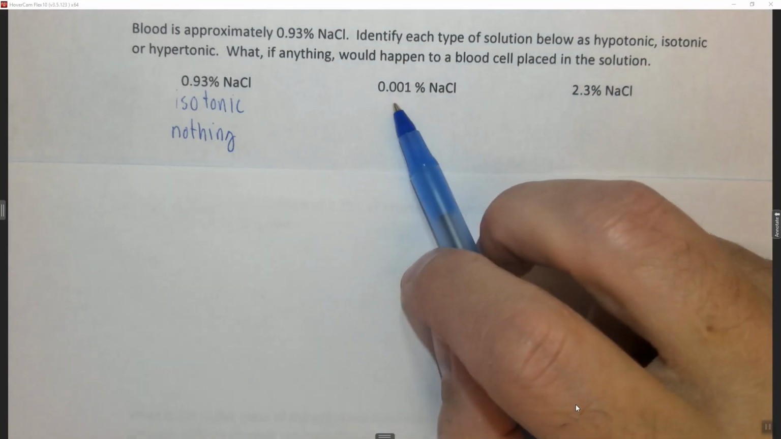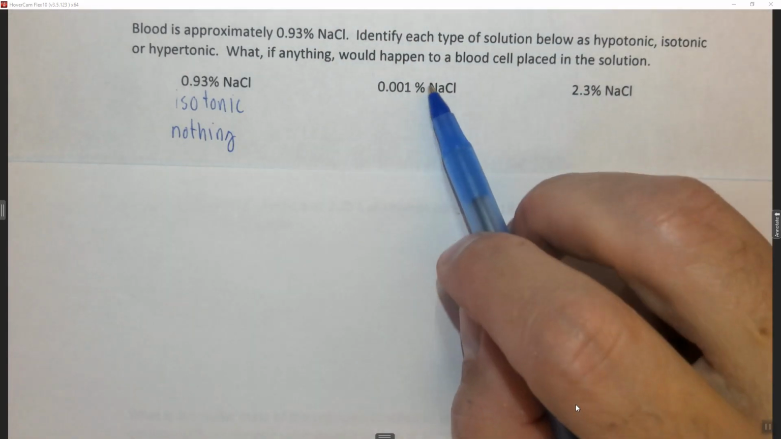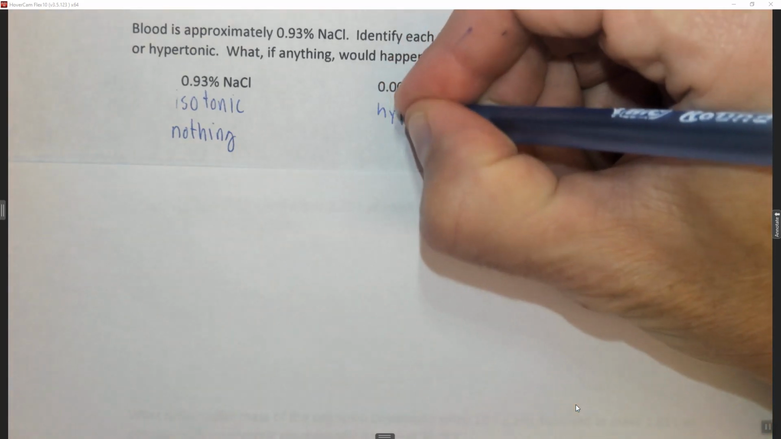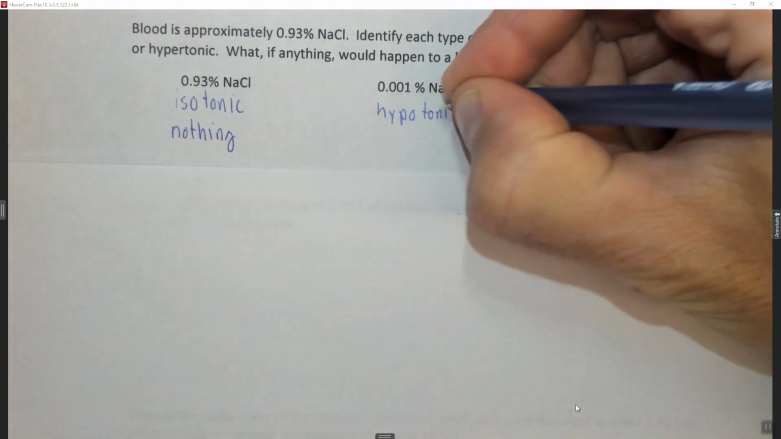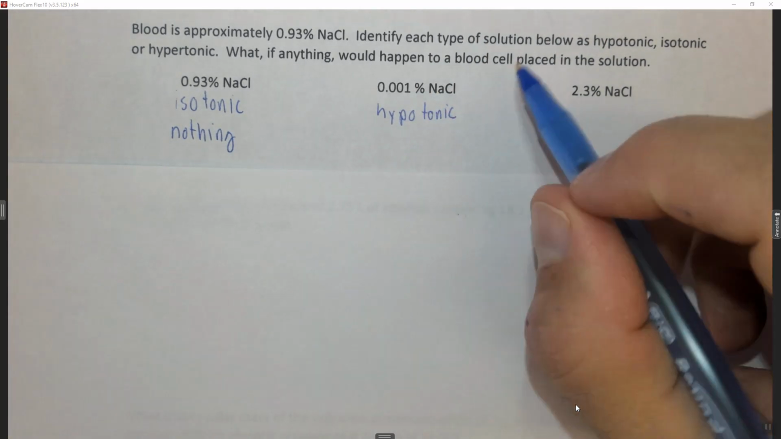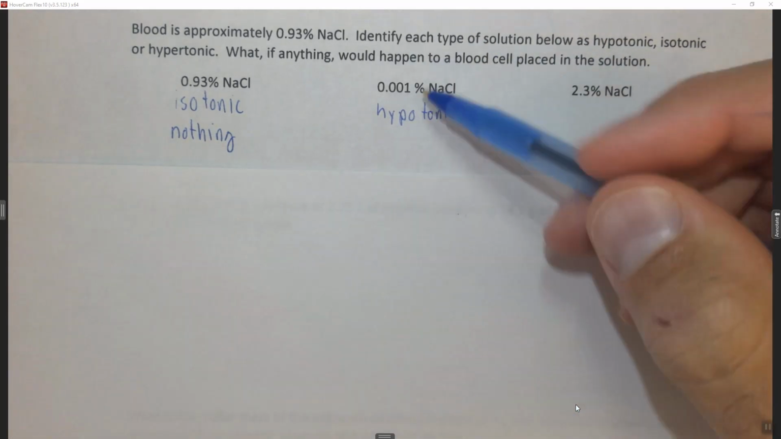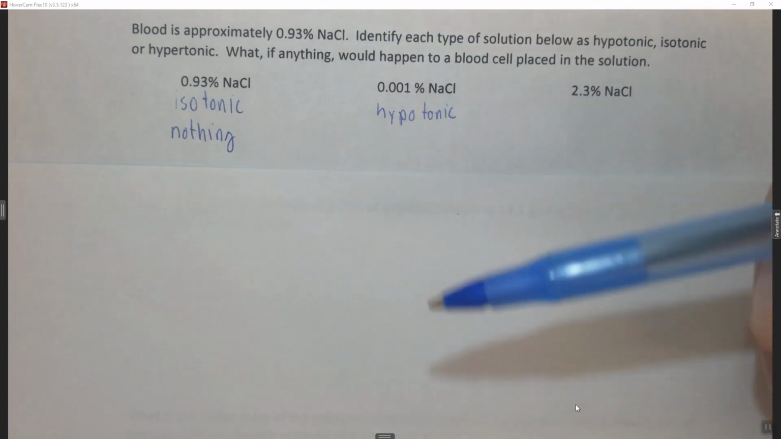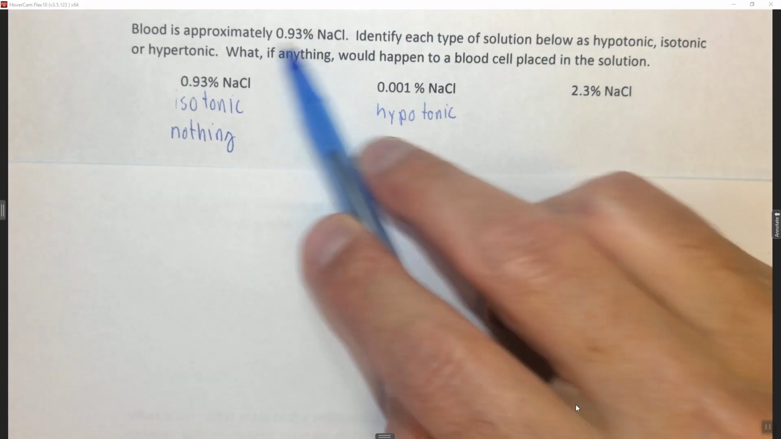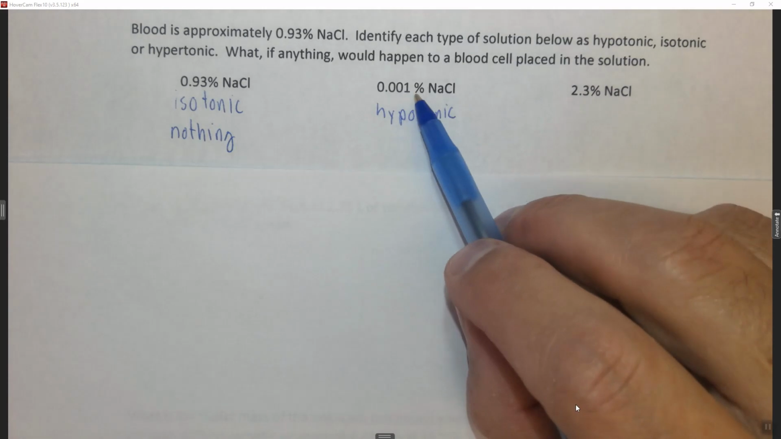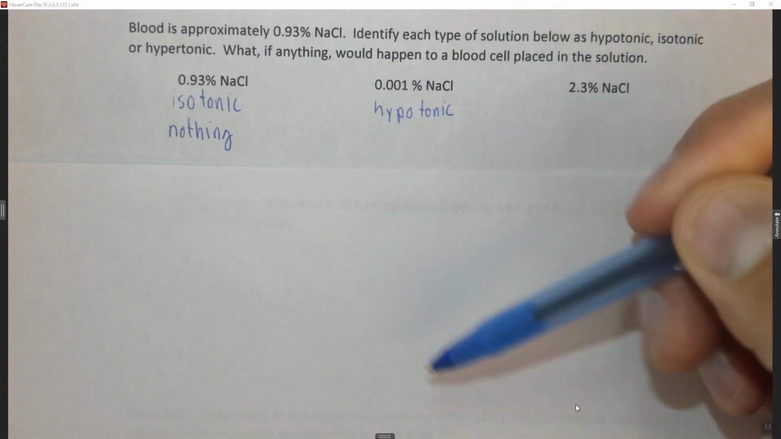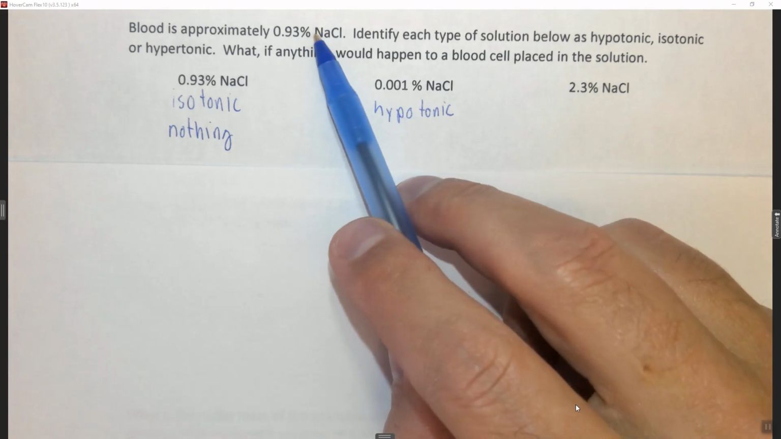This solution has a much, much lower concentration of NaCl. This is called a hypotonic solution. And this solution would have a higher osmotic pressure. So remember that nature likes to dilute. So if you take a cell with a semi-permeable membrane where water can pass through, and you have a high concentration of salt in the cell and a low concentration of salt in the solution, water will rush into the cell to try to dilute the NaCl in the cell.